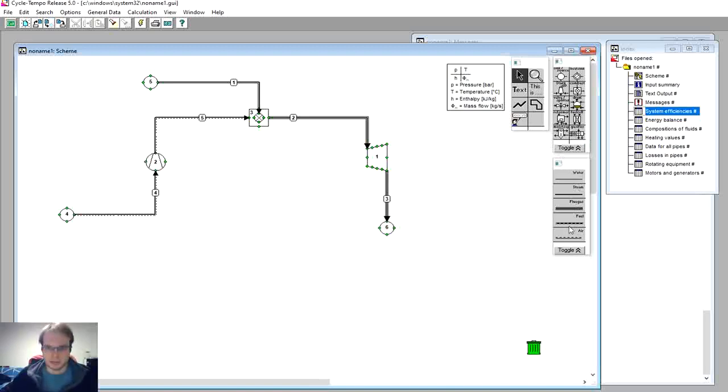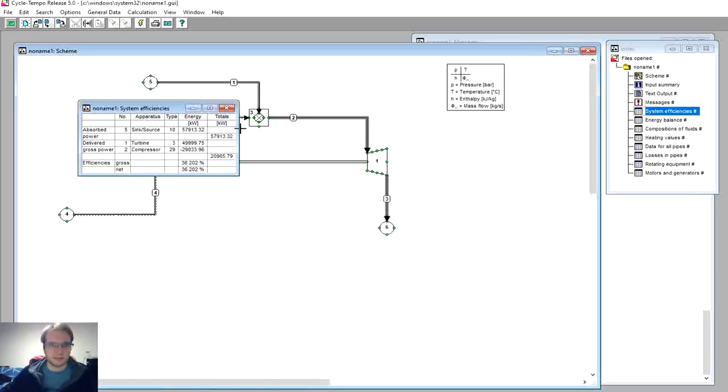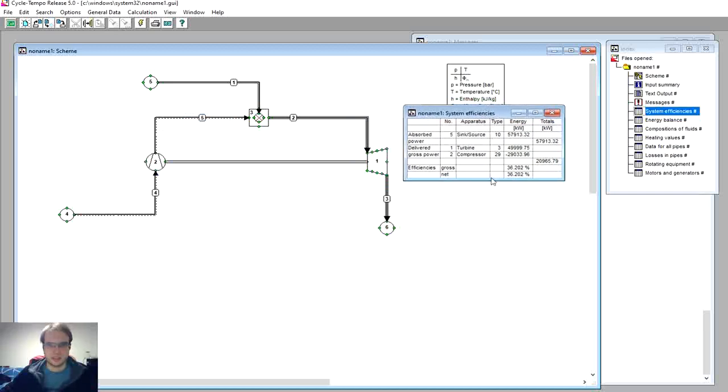If we modify our problem and let's say take a shaft that connects these 2 pieces of equipment and run the problem again, we can see that the gross and net efficiencies are the same because there is no other parasitic load that wouldn't be connected to the power producing equipment, to the turbine.